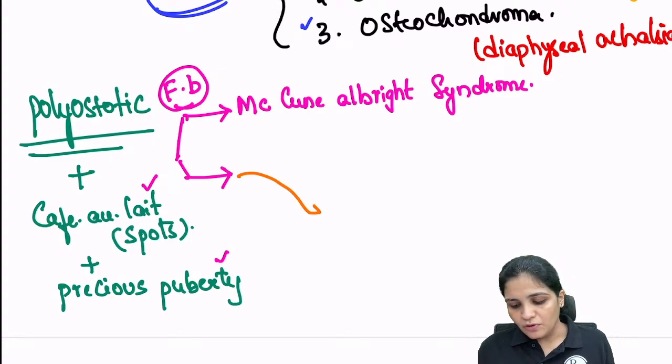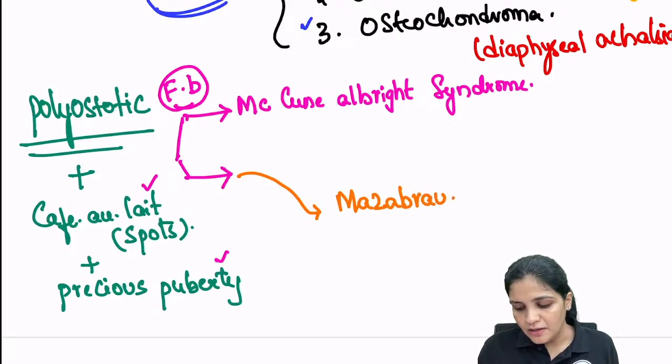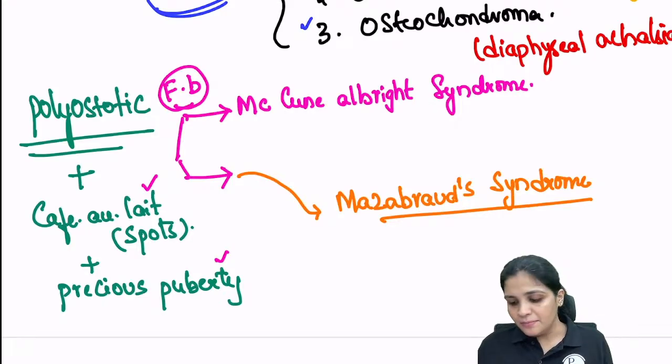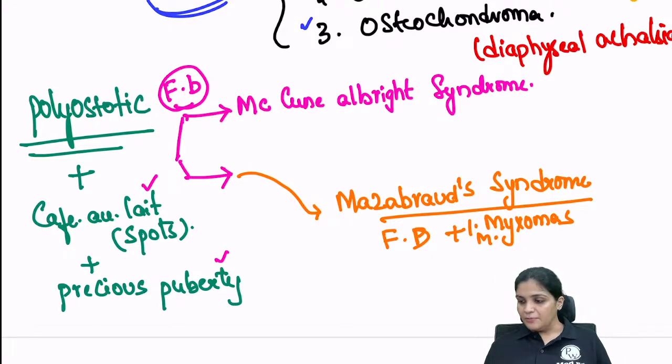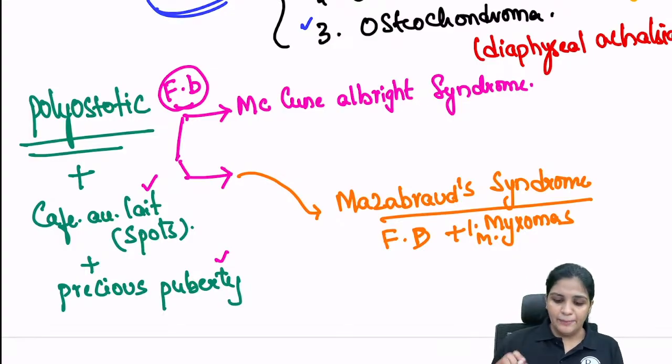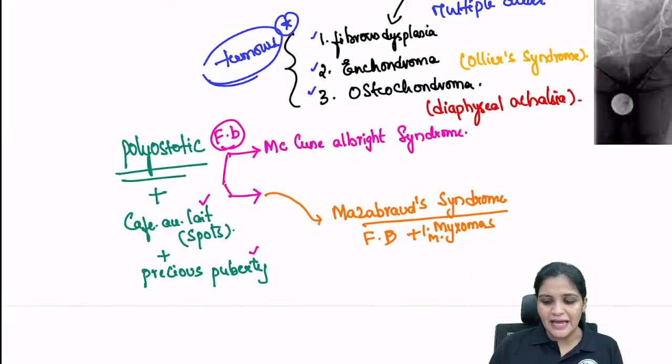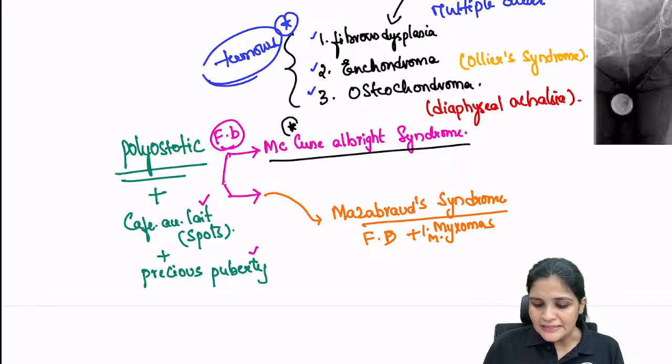Then what is the other syndrome I'm talking about? It is Mazabraud's syndrome. What is the importance of Mazabraud syndrome? You see intramuscular myxomas. So whenever fibrous dysplasia is associated with intramuscular myxomas, this is Mazabraud's syndrome. So M for M. And these three, café-au-lait spots, precocious puberty, and polyostotic fibrous dysplasia, is McCune-Albright syndrome. Very, very important, and this has been asked in the exam.